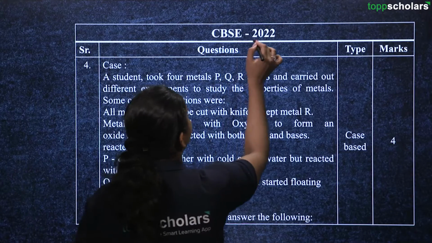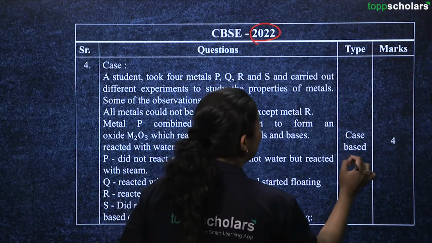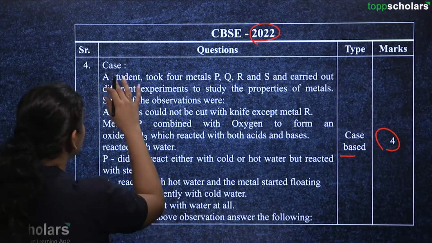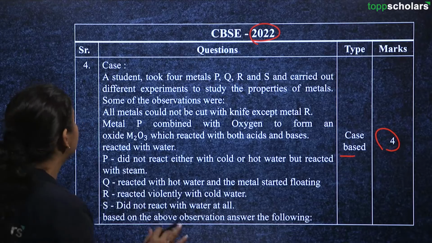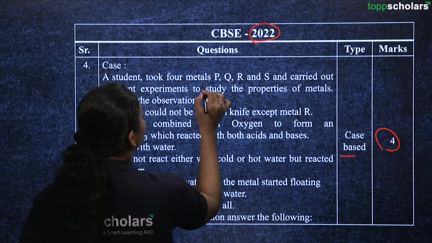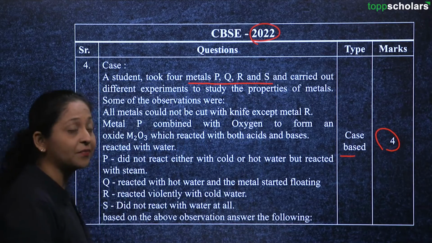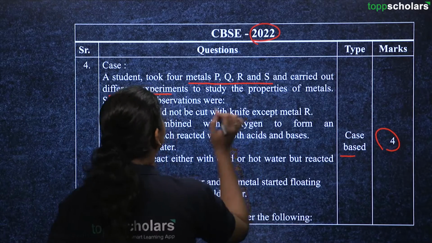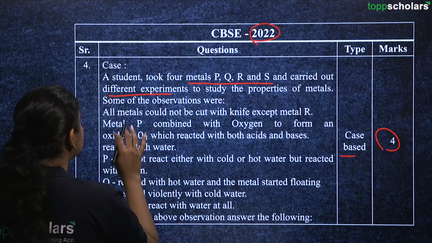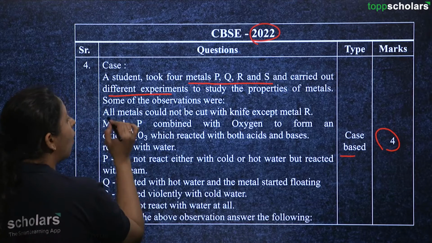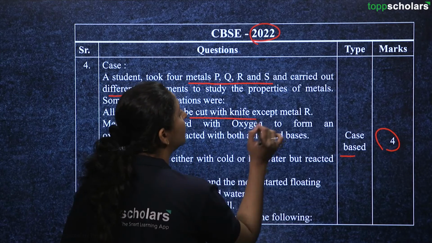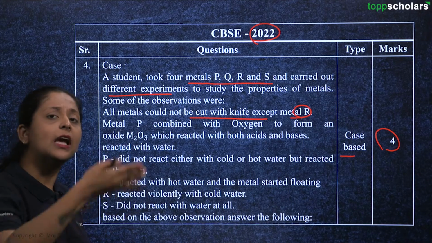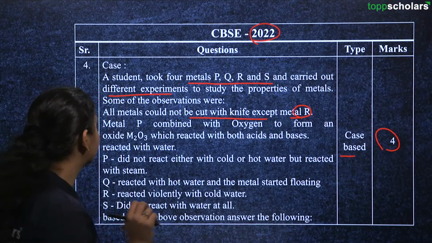The next is from the same year, children. It is a case-based question giving you 4 total marks. So here, let us study the case study first. A student took 4 metals, P, Q, R and S, and carried out different experiments to study the properties of the metals. Some of the observations were, all metals could not be cut with a knife except metal R. That means metal R is very soft and you can easily cut it with a knife.